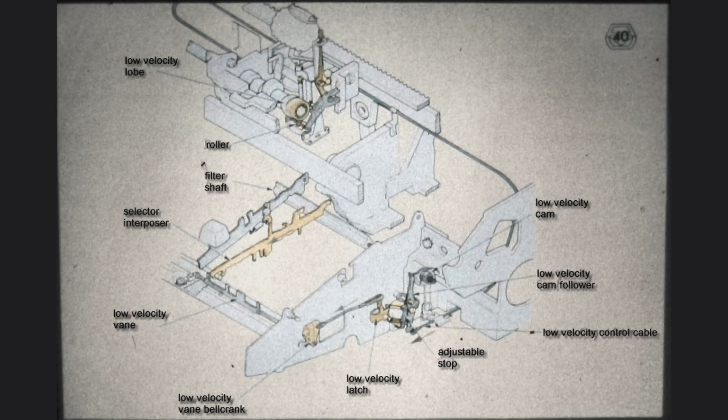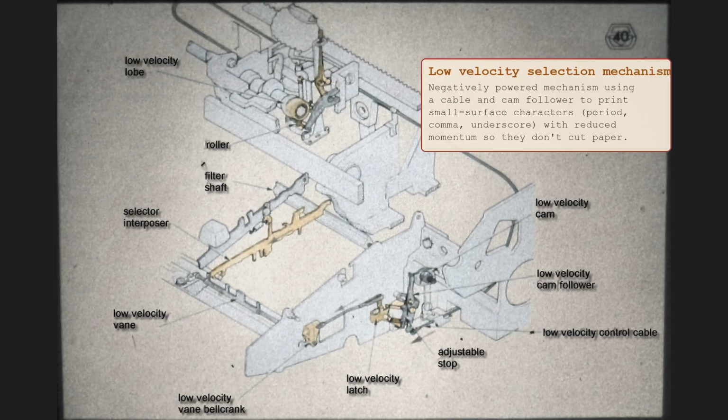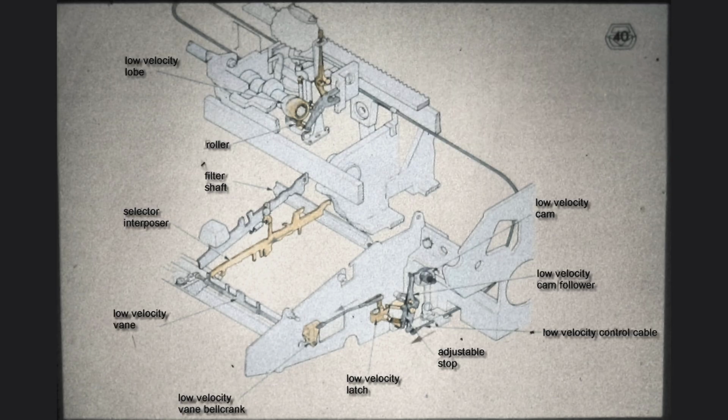Some symbols, however, cover only a very small surface of the written page, and they would cut through the paper unless they are made to print with less momentum than the average character. To solve this, the machine comes equipped with a low-velocity selection mechanism. By reducing the velocity of the element during the printing operation, the resulting momentum is also reduced. All characters using this mechanism are called low-velocity characters.